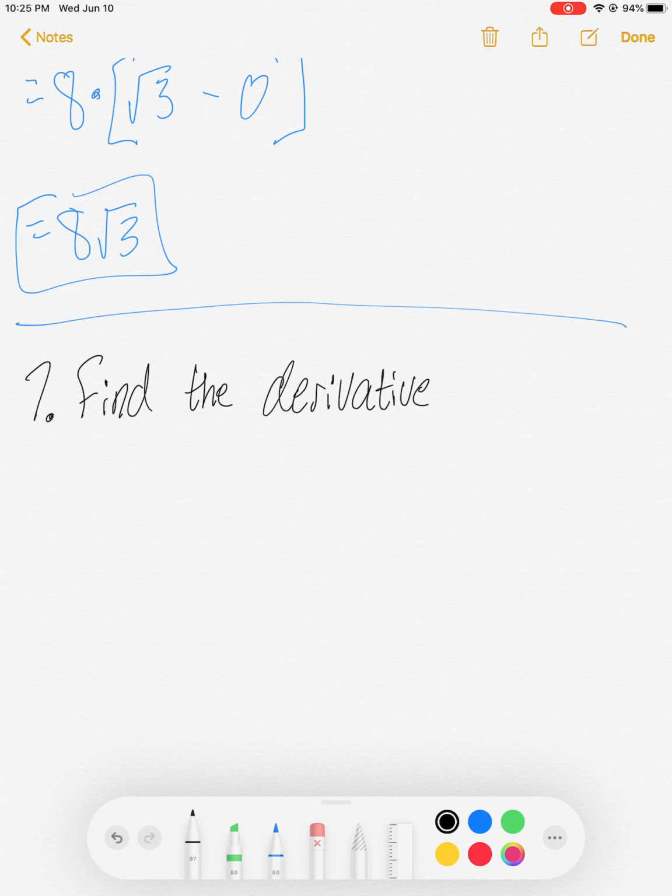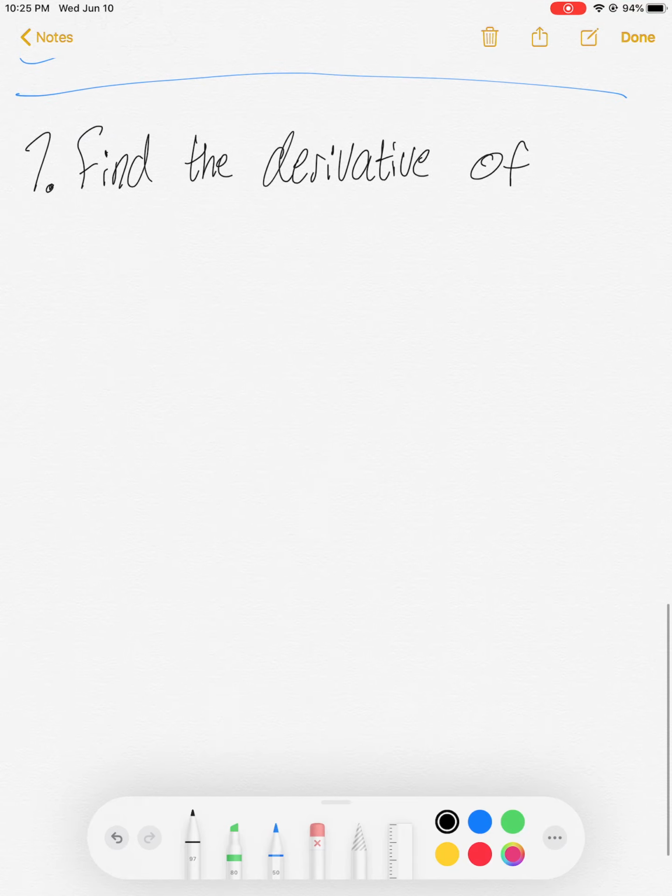Alrighty, let us get on to problem 7. I think that we might already be getting into the tricky ones here. There are quite a few of them on this assignment. Okay, so problem 7 says to find the derivative, and we're going to find the derivative in two different ways here.